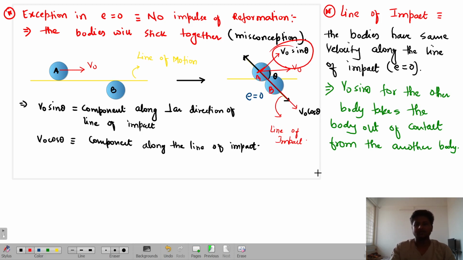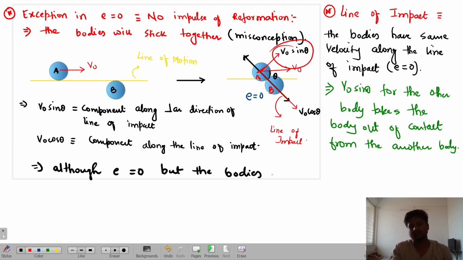So this is why I said that although E is 0, although their velocity along the line of impact is going to be the same, this component of V naught sine theta is taking the body away. That means what? The bodies are not stuck together, isn't it? This implies that although E is exactly equal to 0, the bodies are not in contact. Are you able to get me or not?